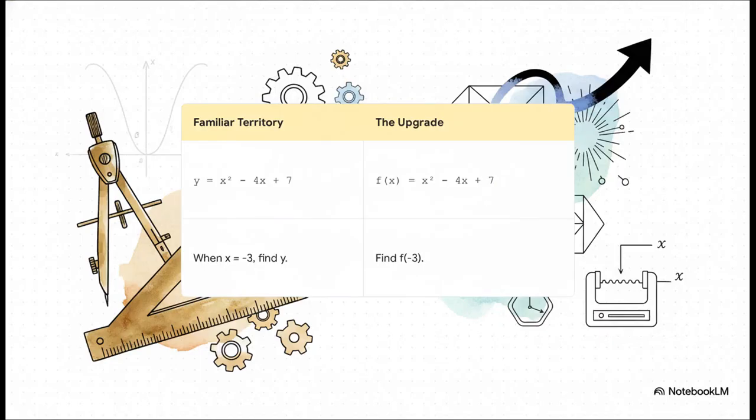Just take a look at this. On the left, that's your comfort zone, right? Standard algebra. You're asked to find y when x equals some number. Now look at the right. That's the upgrade. Find f of -3 is just a cleaner, more efficient way of saying the exact same thing. You already know how to do this. Function notation just packages it up for you.